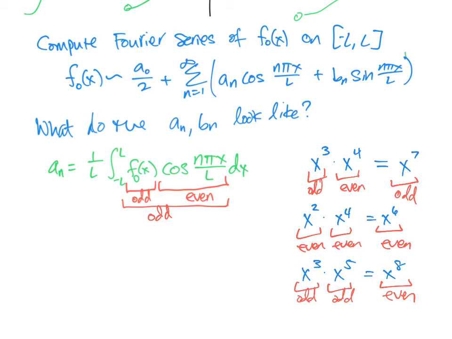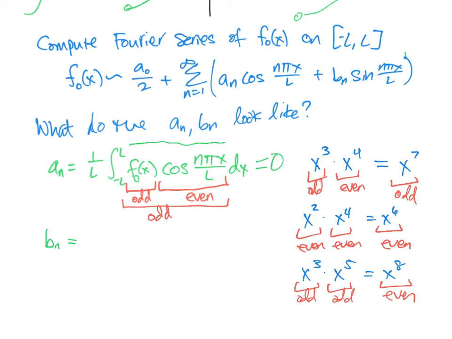Anyway, the point of this is that this whole integrand over here in our Fourier coefficient is an odd function, and we're integrating it from negative L to L, and so everything cancels out and this equals 0. So we don't have any cosine terms in our Fourier series for this odd function. So now let's think about our sine coefficients.